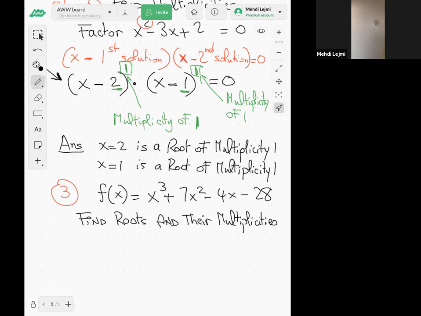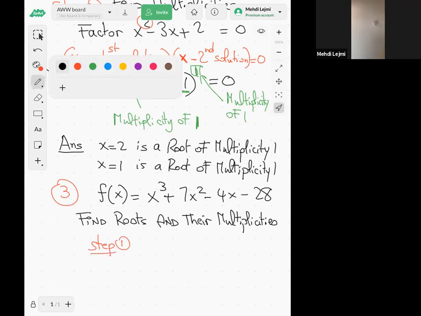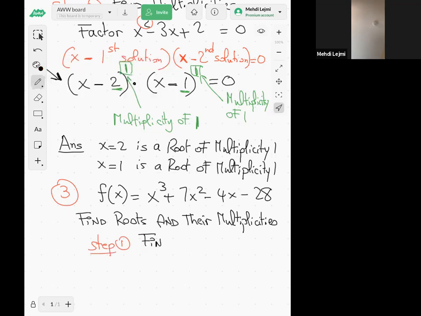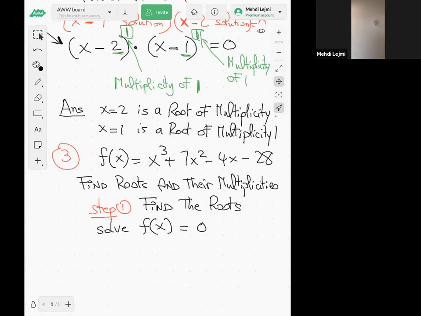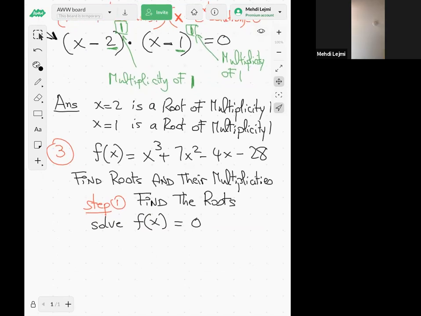So step 1, I want to find the roots. So I want to solve f of x equal to 0. Well, so first question, guys, how many roots do we expect? Right, 3, Glenn. Yeah, absolutely. Thank you, Chang. We expect to have, because it's a cube, the highest power is 3. So we expect to have 3 solutions.